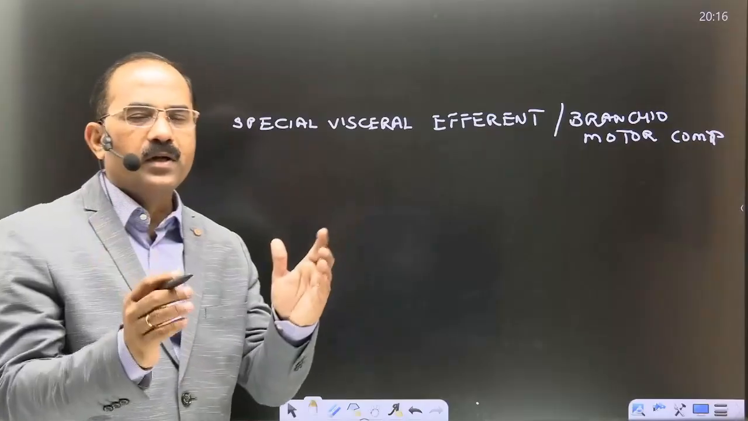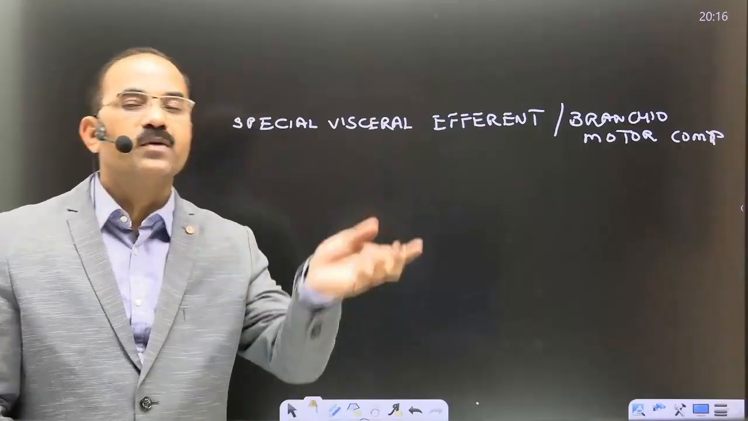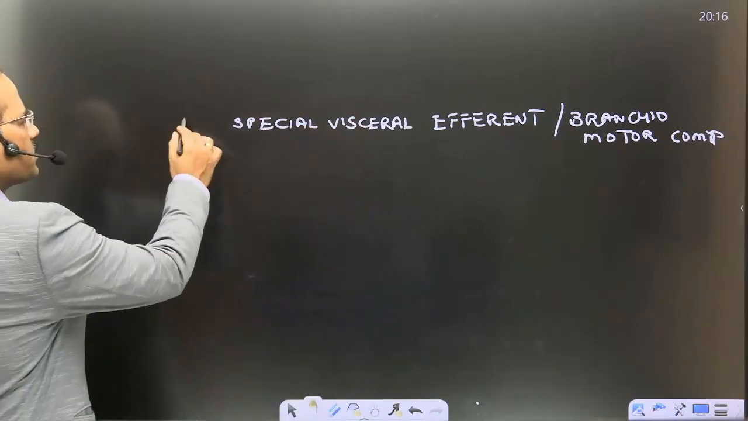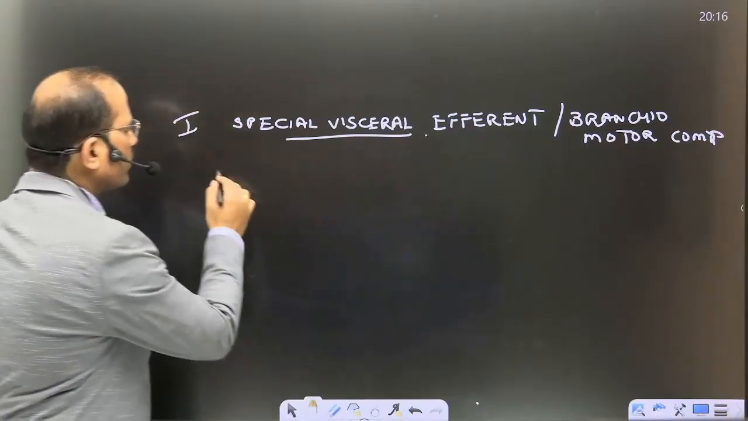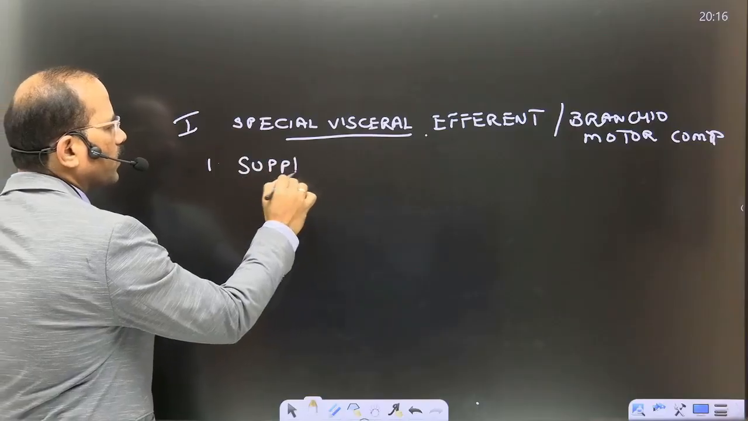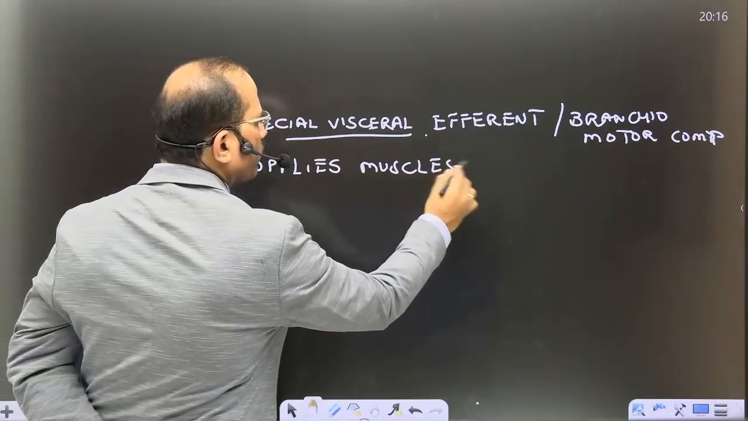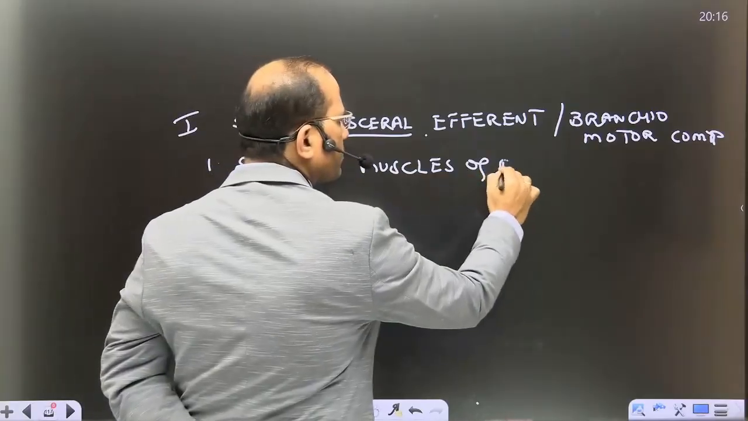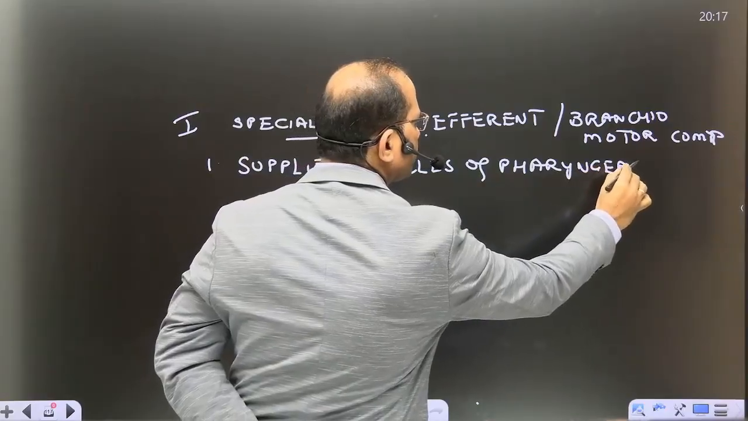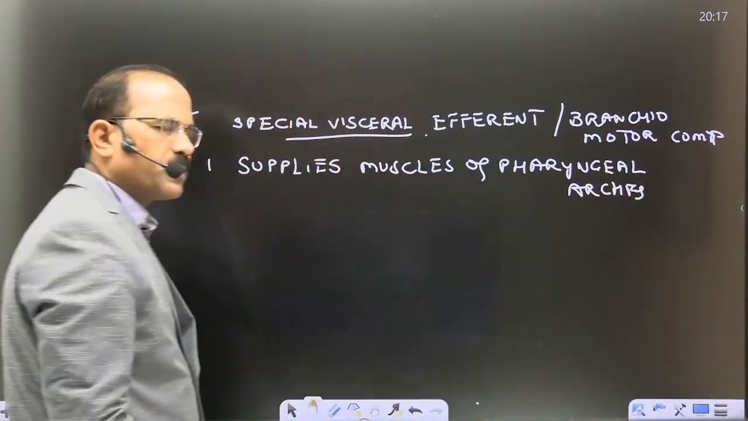Now this component a nerve should have in its nucleus. Only then will this nerve be able to supply the muscles of the pharyngeal arches. In other words, this special visceral efferent component, what is it going to supply? It supplies the muscles of pharyngeal arches. Clear? So this special visceral efferent component supplies the muscles of pharyngeal arches.